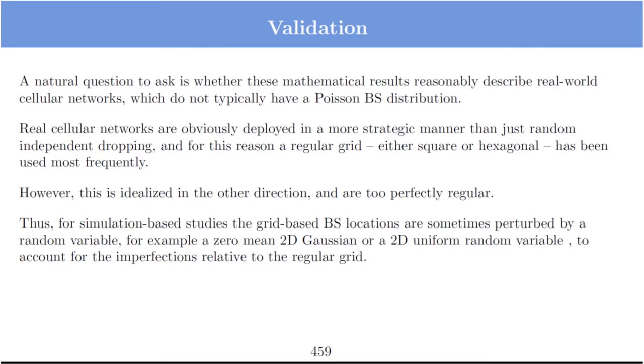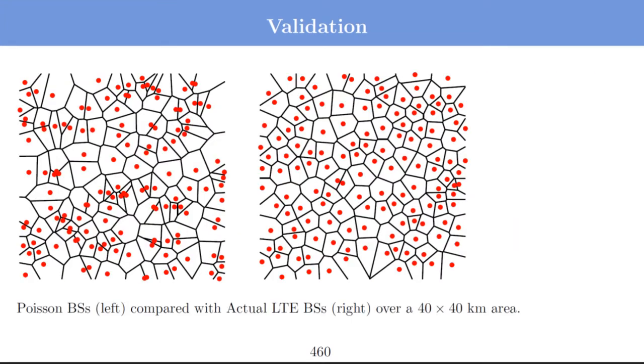So even in the conventional approach, when we do simulation, we generate a grid-based base station deployment, but then we perturb the locations of these base stations by some Gaussian amount, just to model the randomness of the base stations. We can see an example of a PPP deployment and an actual base station deployment.